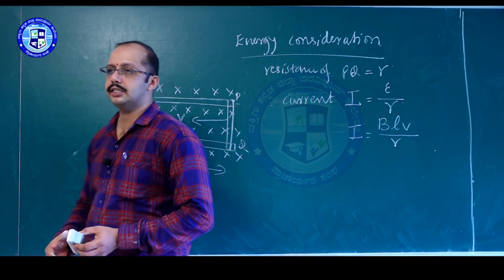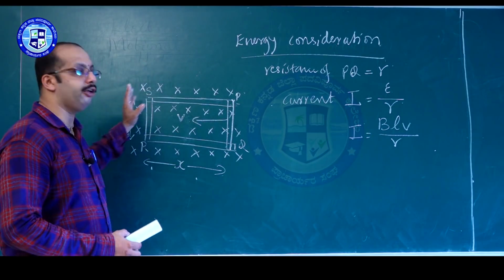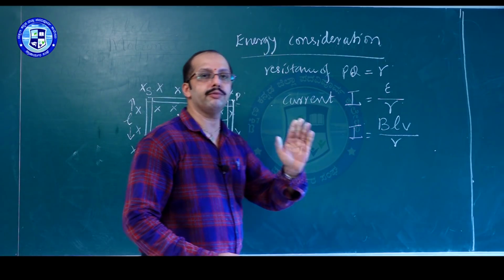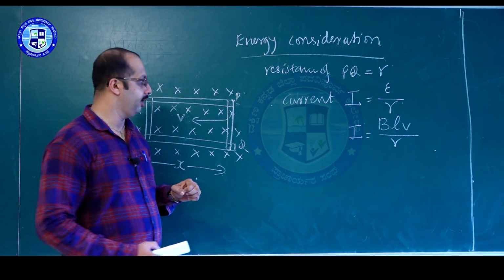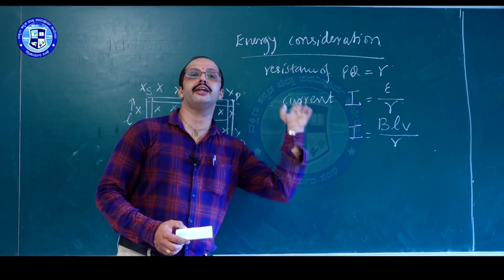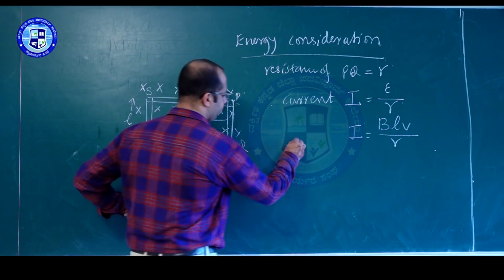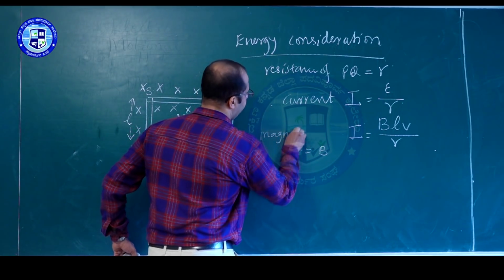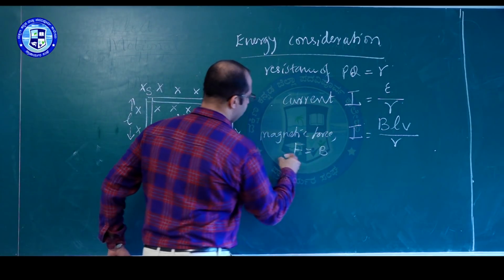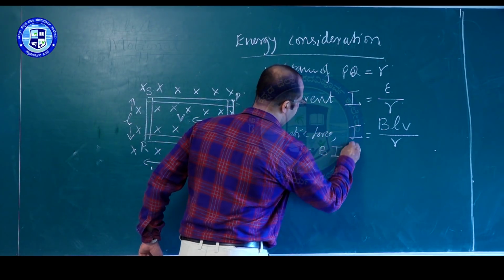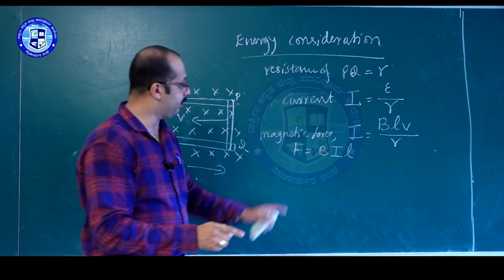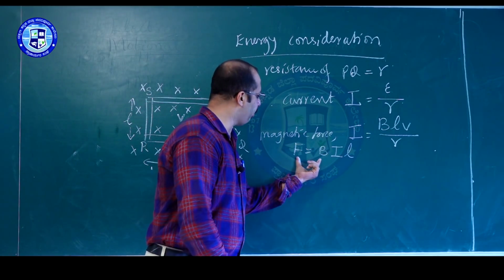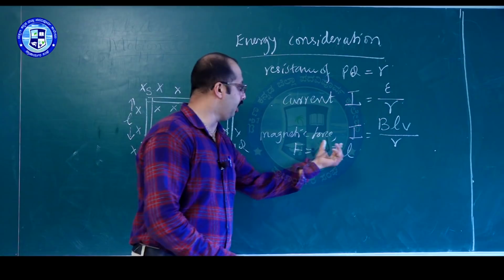Now here we consider the conductor PQ moving in a uniform magnetic field, that we already studied in the previous chapters. Whenever a conductor moves in a uniform magnetic field, there will be a force acting on the conductor. The magnetic force is given by F is equal to BIL sin theta, but theta is 90 degrees, so sin 90 is equal to 1. So the magnetic force is BIL.